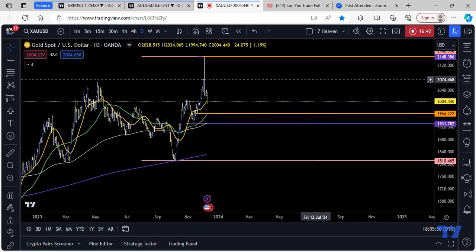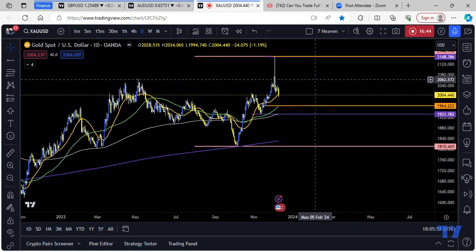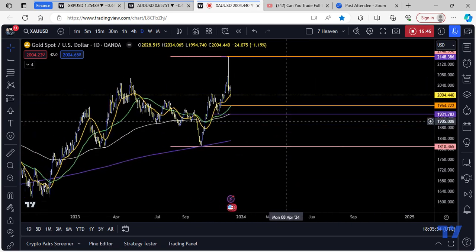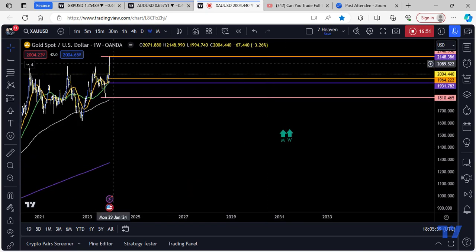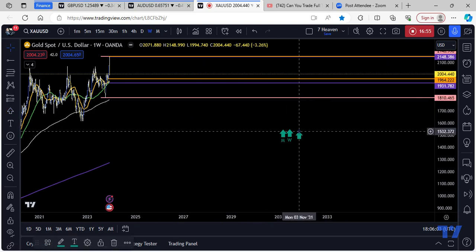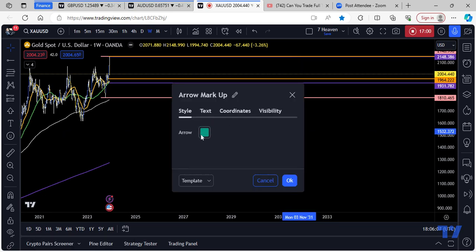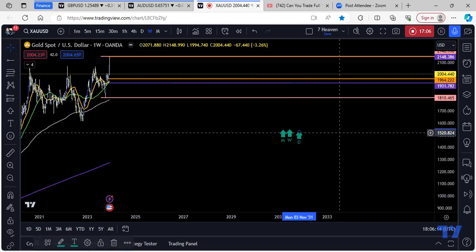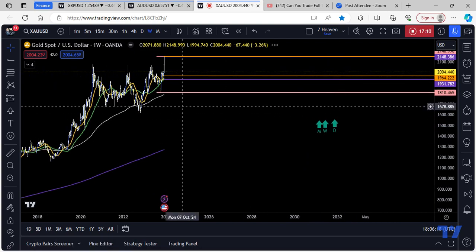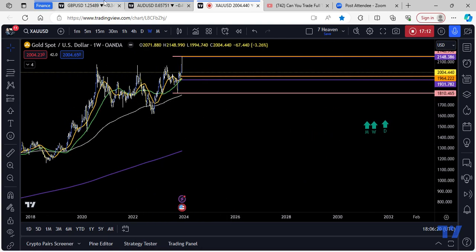So that's up structure on the monthly, up structure on the weekly, and now up structure on the daily, right? So we can all agree that we got at least three of the horsemen in the same direction, right? We agree to that.